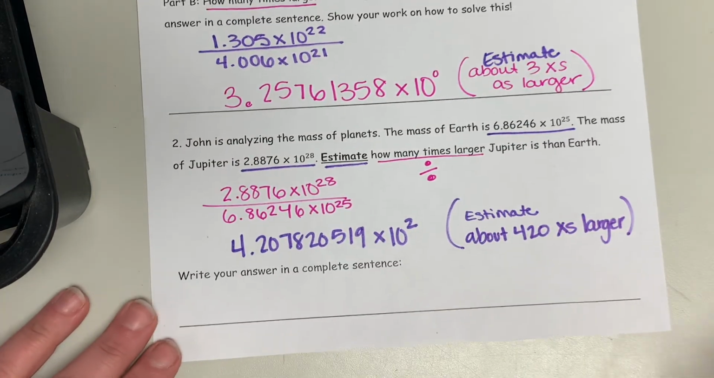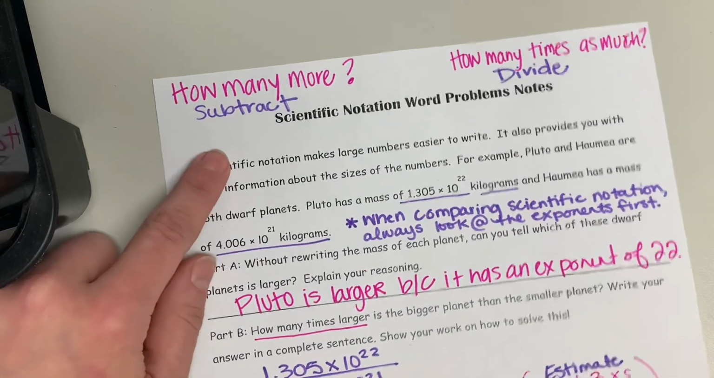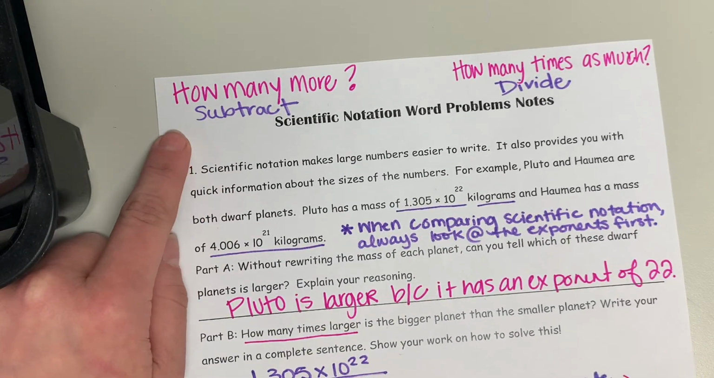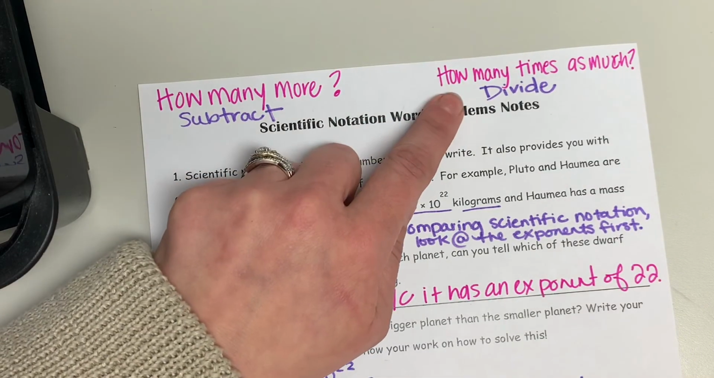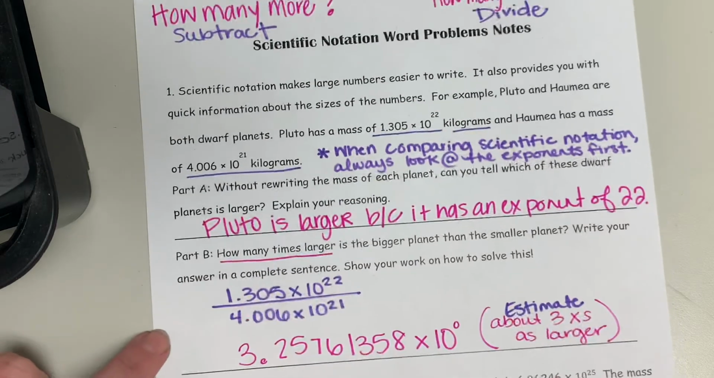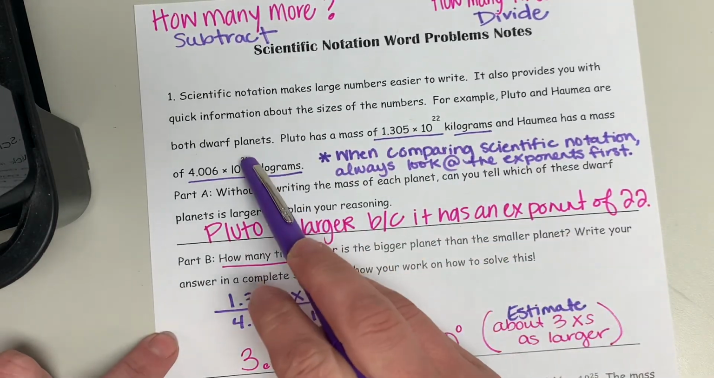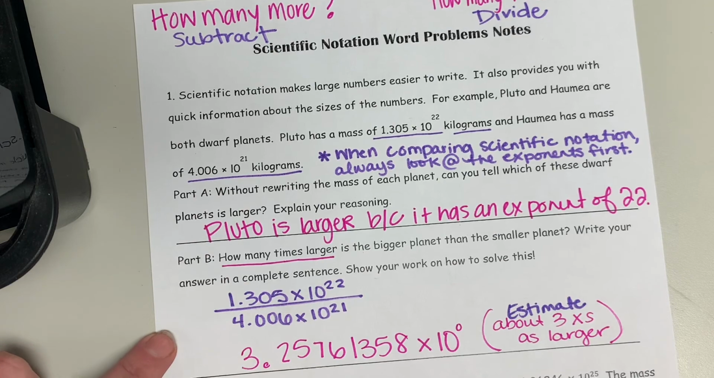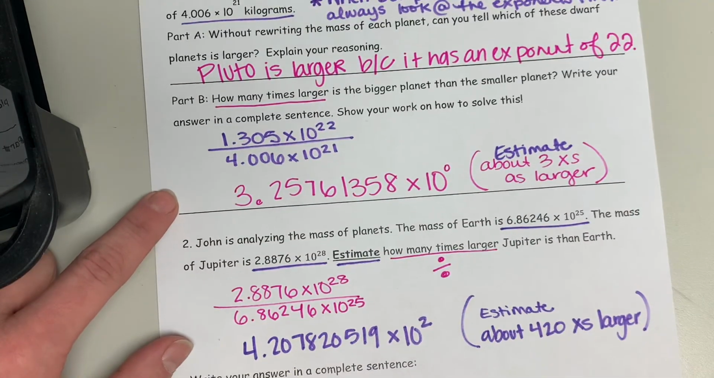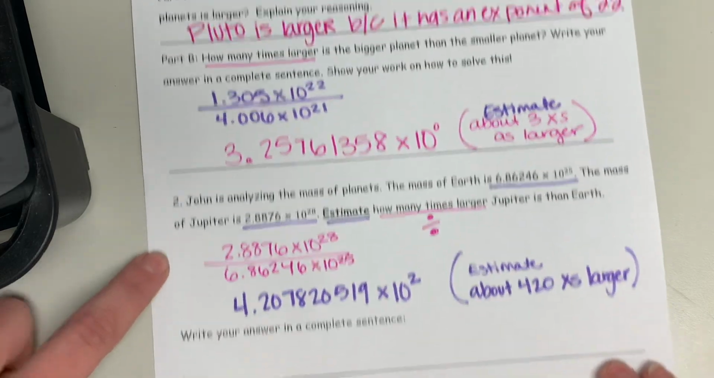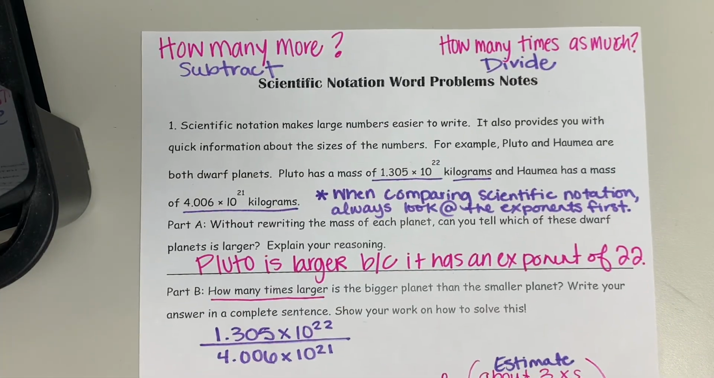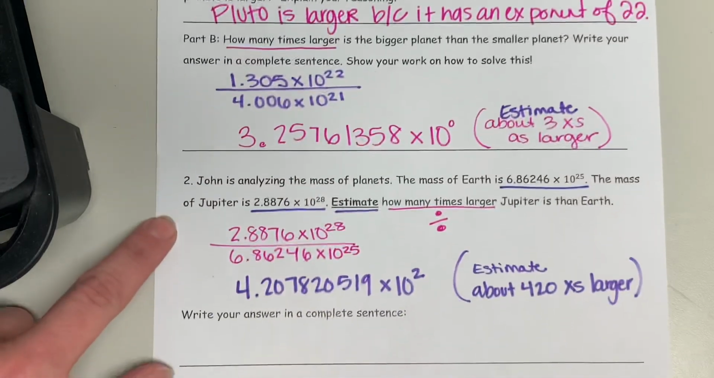So to take away from this lesson, anytime you're reading scientific word problems and you hear or read how many more, you're going to be subtracting. How many times, you're going to be dividing. Also, when you're comparing, look for the larger exponents. When you're inputting your information, always put the larger exponent first, then subtract or divide by the smaller exponent. You may want to go back and watch this a couple of times and review so that you can understand this concept.